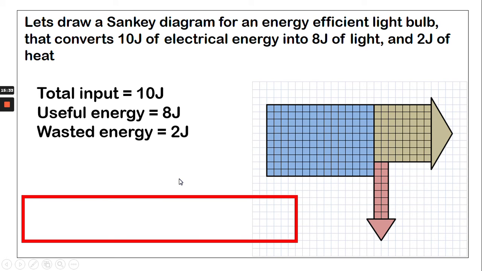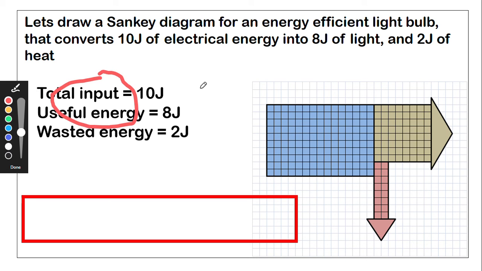Okay, so the next thing I would like you to understand is how we read information from Sankey diagrams. This is an example of a Sankey diagram for a light bulb, which converts 10 joules of electrical energy into 8 joules of light and 2 joules of heat. But we have these terms here, such as total input energy, useful energy, and wasted energy. So we need to understand what these things mean, and we need to be able to read them off a Sankey diagram.